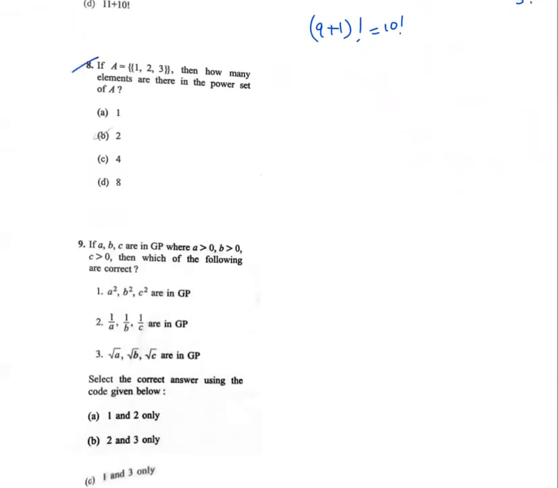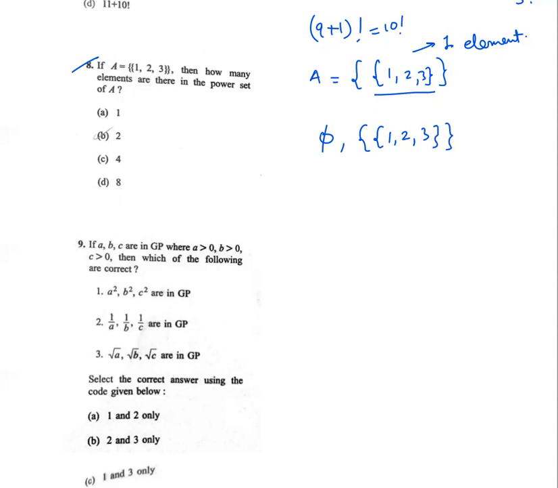Moving on to the next one, question number 8. It says if A equals the set {1, 2, 3} inside a set, so this thing is known as one element. There is only one element in the set, right? So find how many elements are there in the power set. So students, we know that the power set is a collection of all the subsets. So phi is a subset of all the sets, and then a set itself is a subset of itself. So we have 2 because there is only one element. So 2 power n, which is 2 power 1, equals 2. So the answer here is 2.